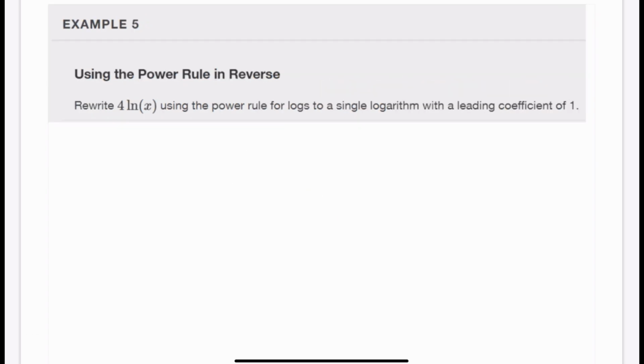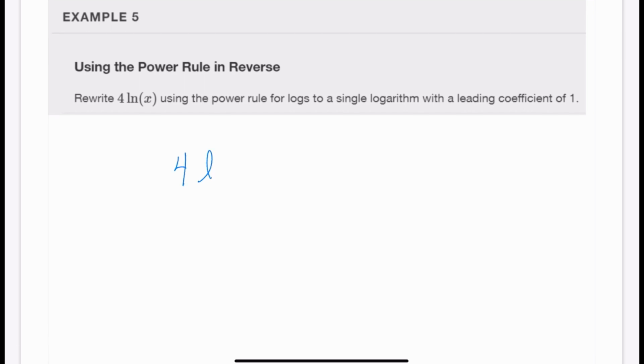So how do we rewrite 4 natural log of x using the power rule for logs as a single logarithm with a leading coefficient of 1? In other words, how do we go backwards? Well, right now, if we have 4 natural log of x, a number in the front of log or natural log is the exponent. So that tells me this is in fact the exponent. So you're just going backwards and you're going to apply the power rule in reverse. So this is the same as saying the natural log of x to the 4th power. So it's actually quite simple.